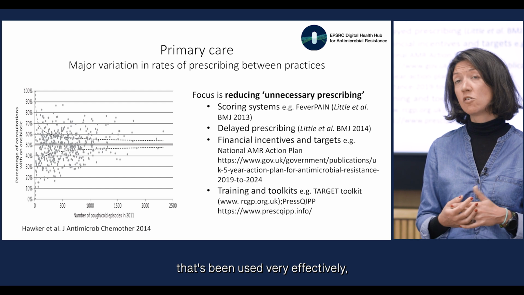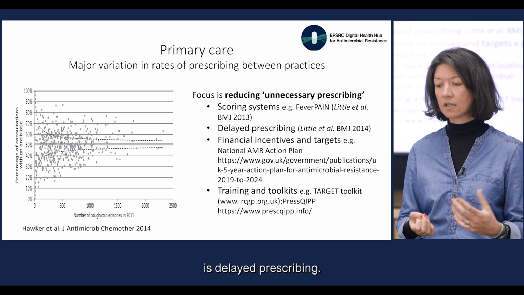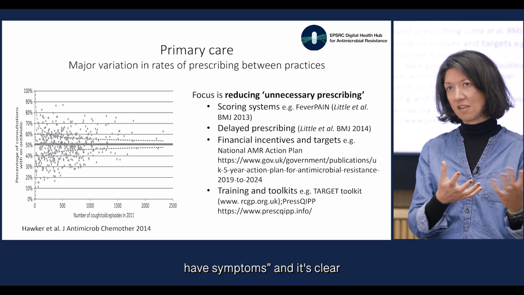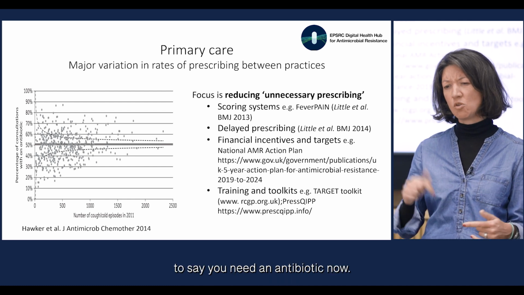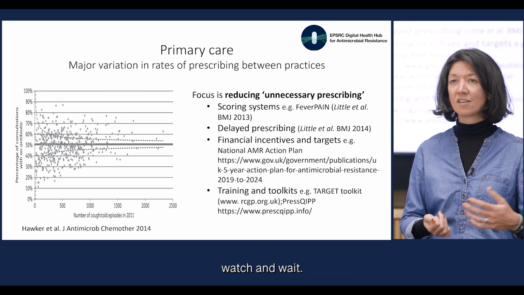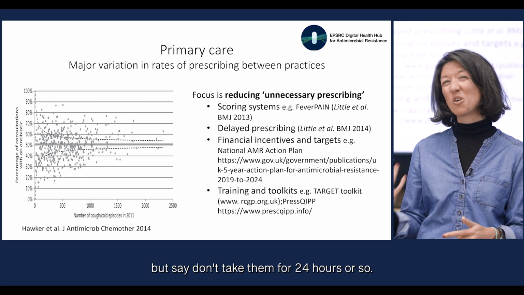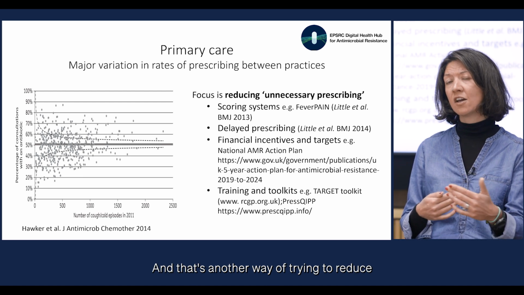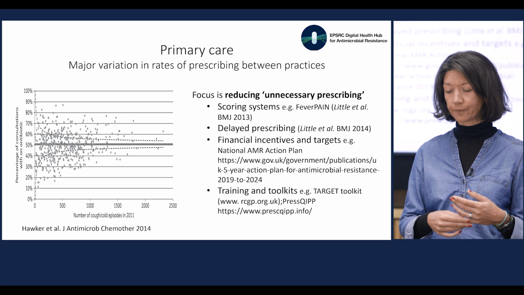Another strategy that's been used very effectively, particularly for respiratory infections, is delayed prescribing. So what I mean by that is the patient comes in, they say, I have symptoms, and it's clear that they have an infection, but the GP isn't sufficiently worried about them to say, you need an antibiotic now. And instead they say, well, okay, let's watch and wait. If you get worse, come back, or maybe even give them the antibiotics, but say, don't take them for 24 hours or so, see how you get on. And that's another way of trying to reduce total exposure to unnecessary antibiotics.